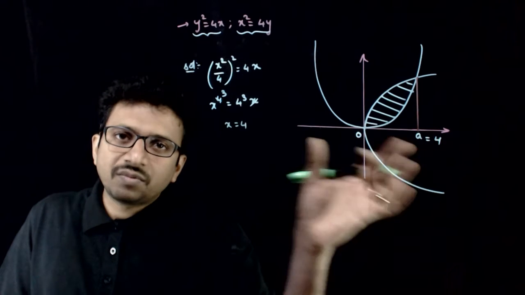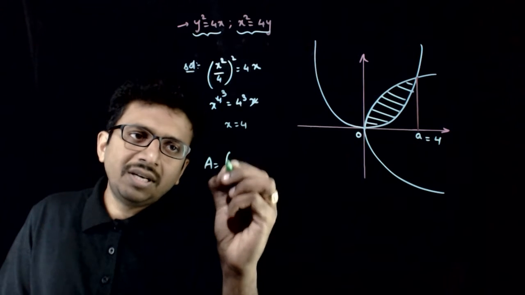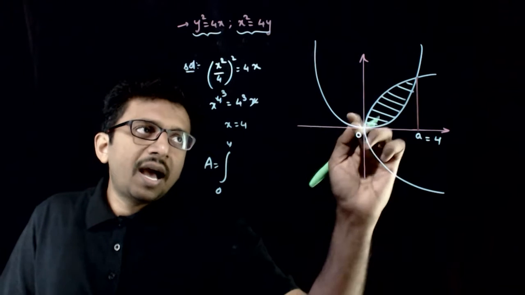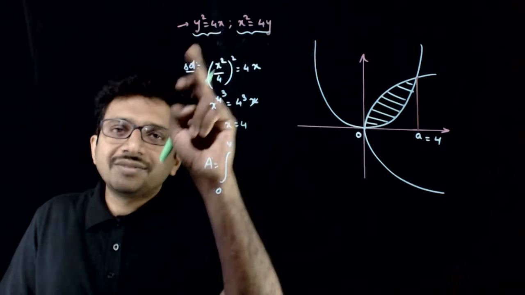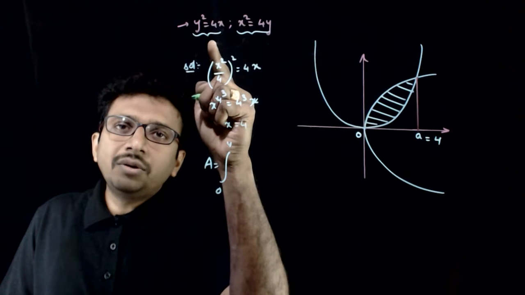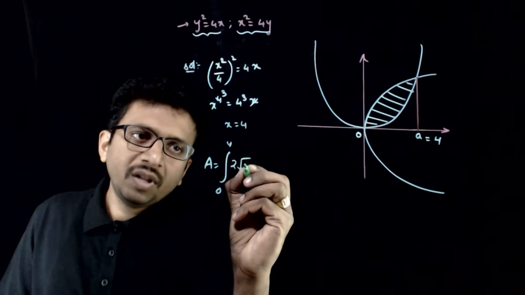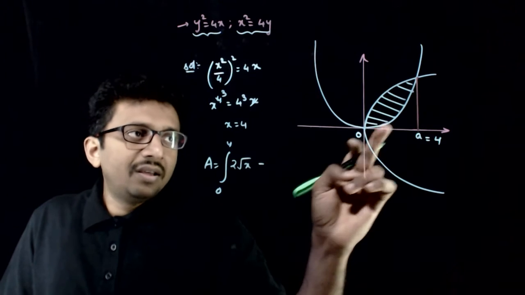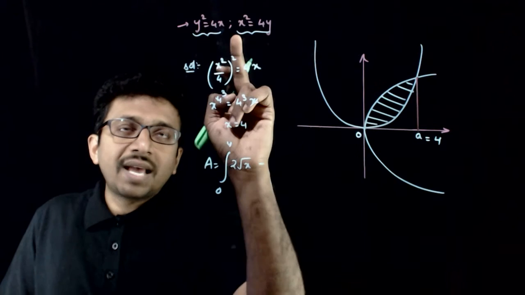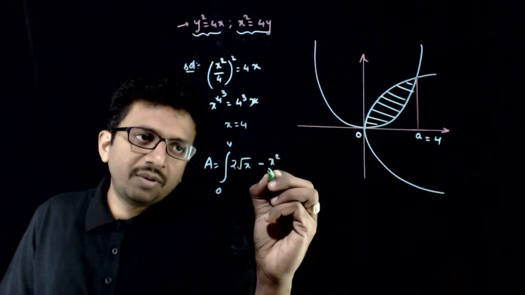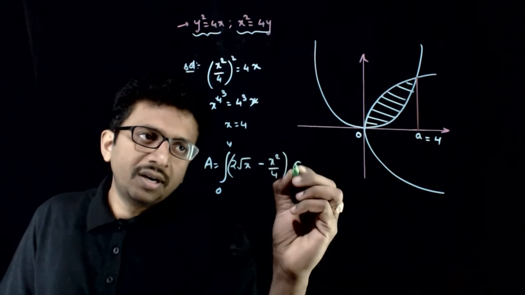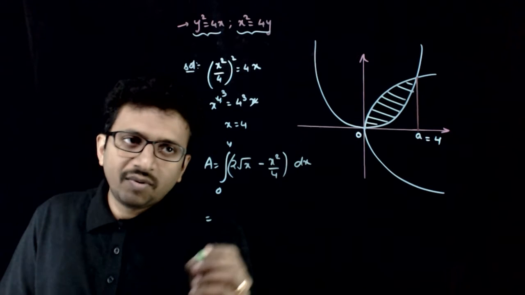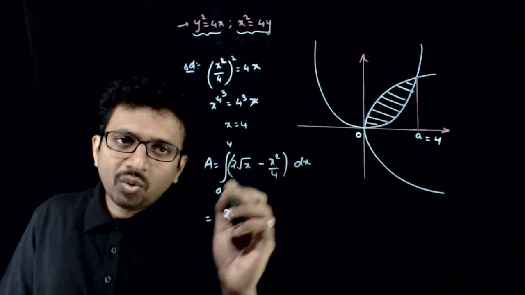Now once you have this value, area is equal to integration 0 to 4. Upper curve is the horizontal curve, which is this. So y is equal to 2 root x, 2 root x minus this y, which is x square by 4, dx. That is equal to 2 times root x.